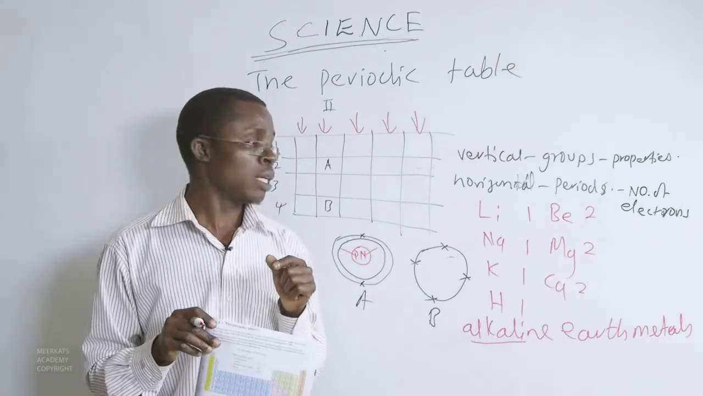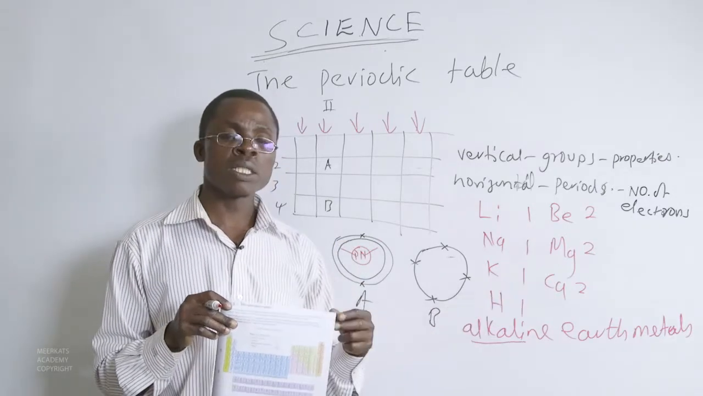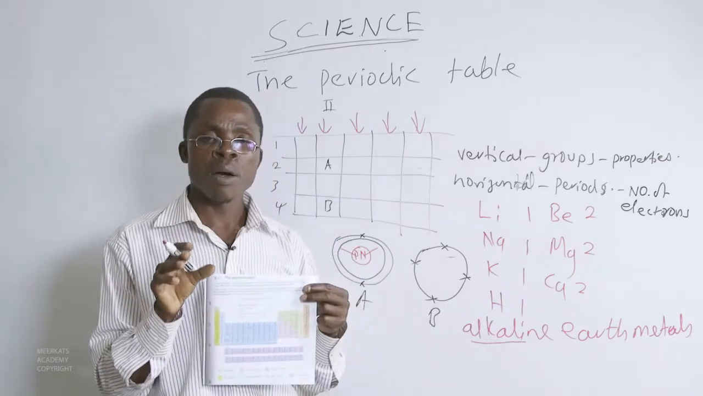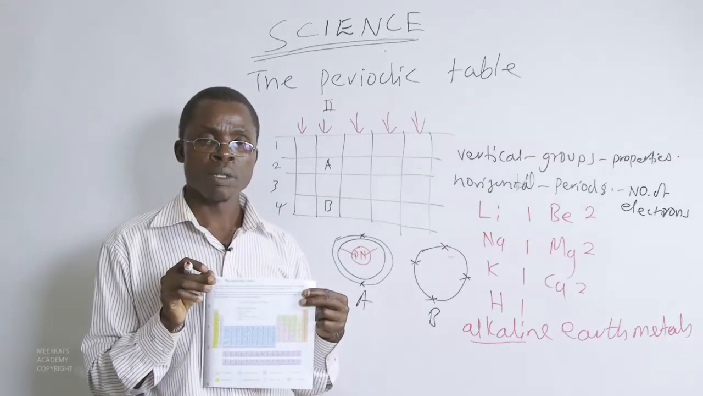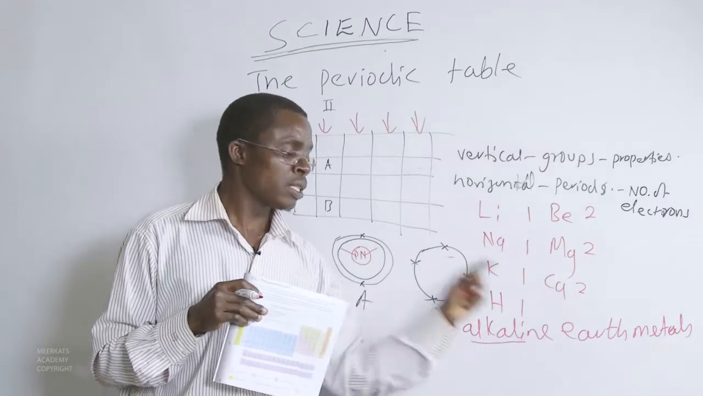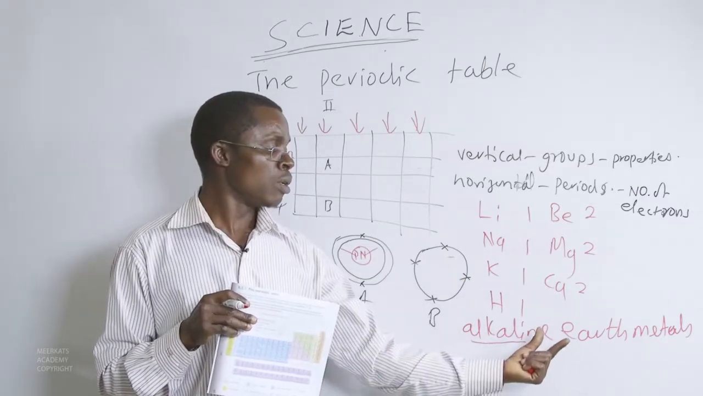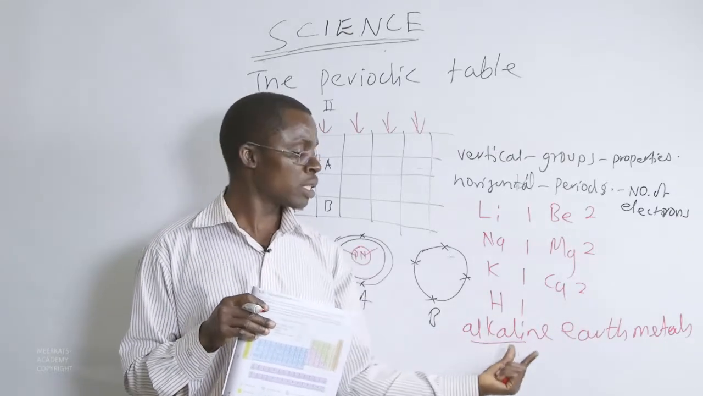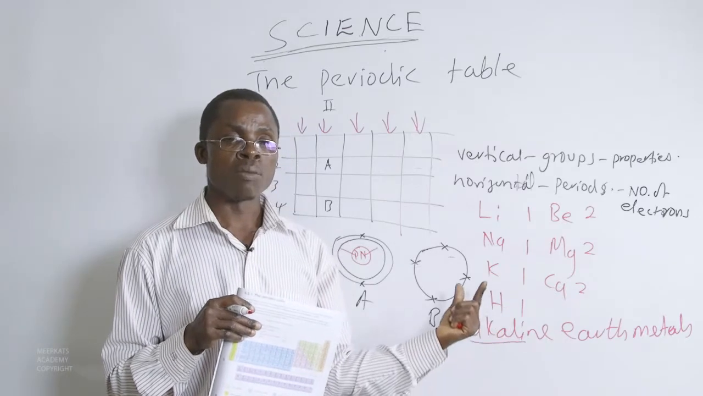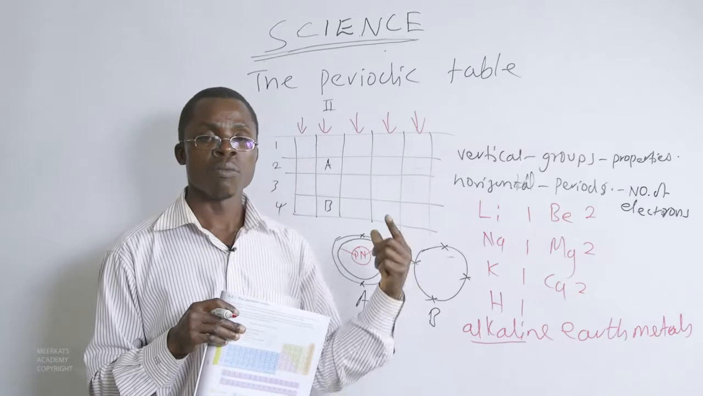In addition to that, when you look at the Earth's crust, they form a bigger part of the Earth's crust. And because of that, forming the Earth and also forming an alkaline solution, combining the two gave now the name alkaline earth metals. This is the correct name, not alkali earth metals. Alkaline earth metals.